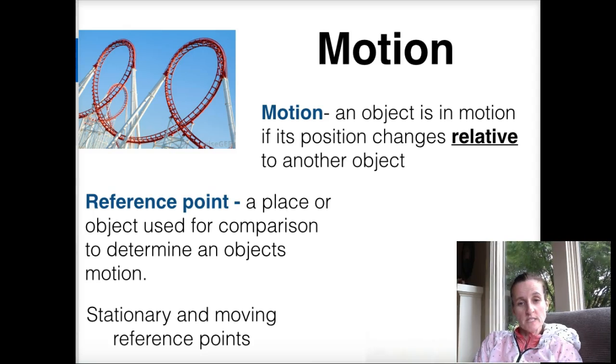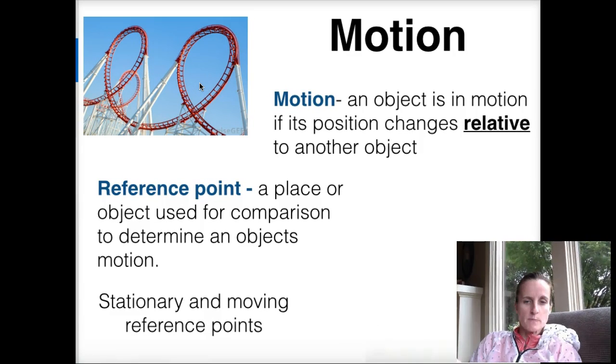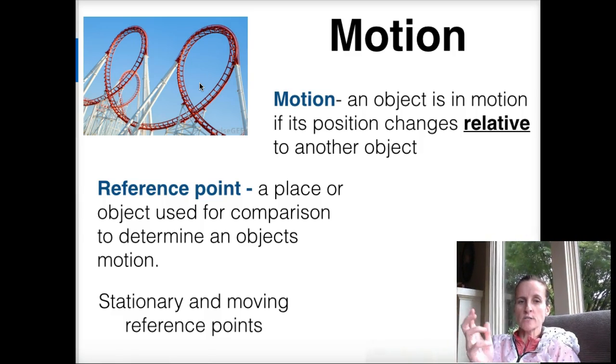So, as Truman did so eloquently say, it is fairly simple. Motion is basically defined as: if an object changes its position relative to another object, that object is considered in motion.